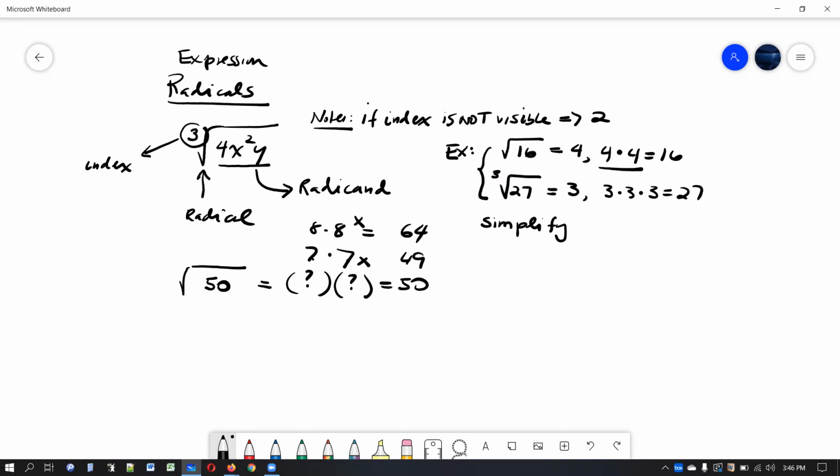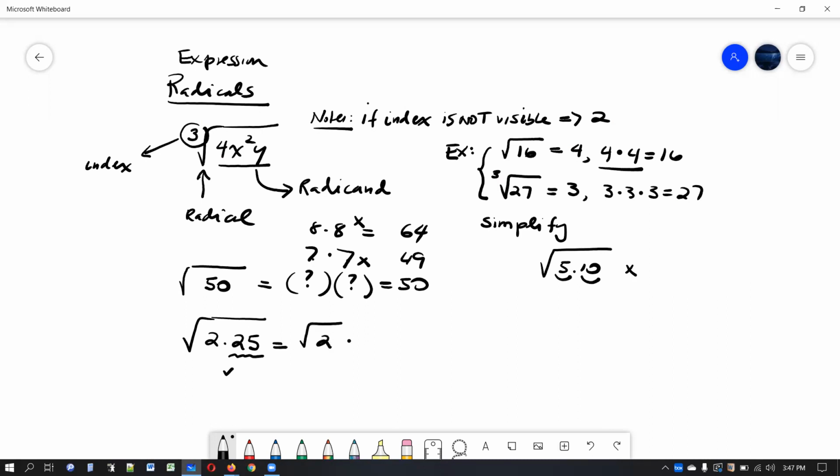I am going to break this into two numbers, one of which is something I can simplify. 2 times 25 is 50. And then you might think, well, why not do 5 times 10? 5 times 10 is 50. Yes, that's right. But I cannot simplify this, and I cannot simplify that. So this product is not useful, but this is.